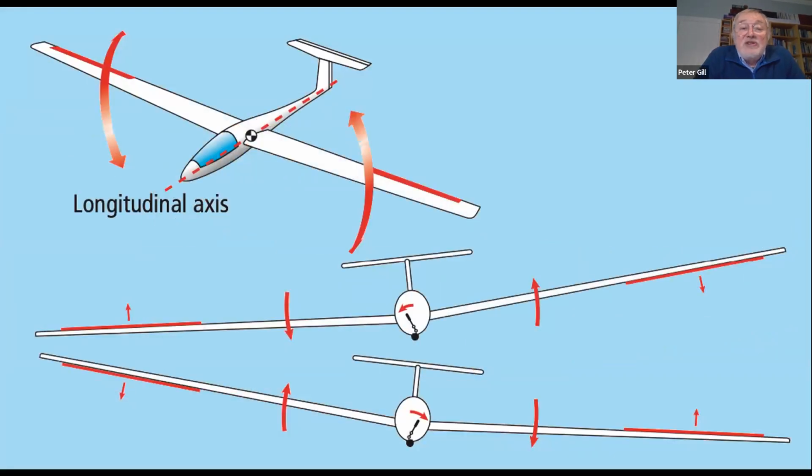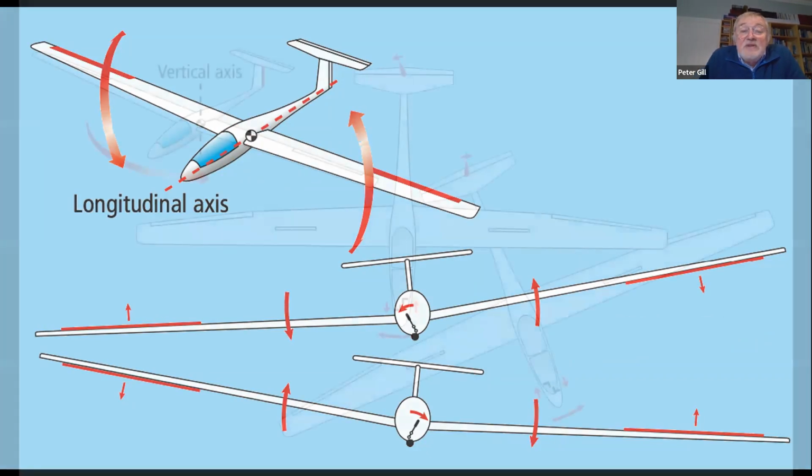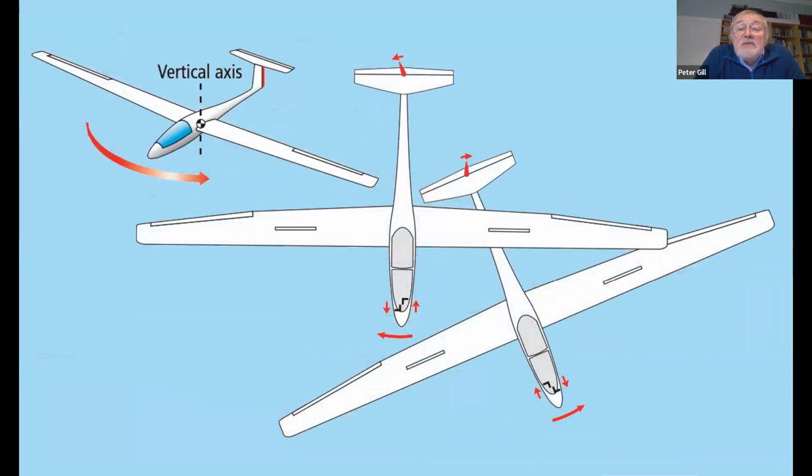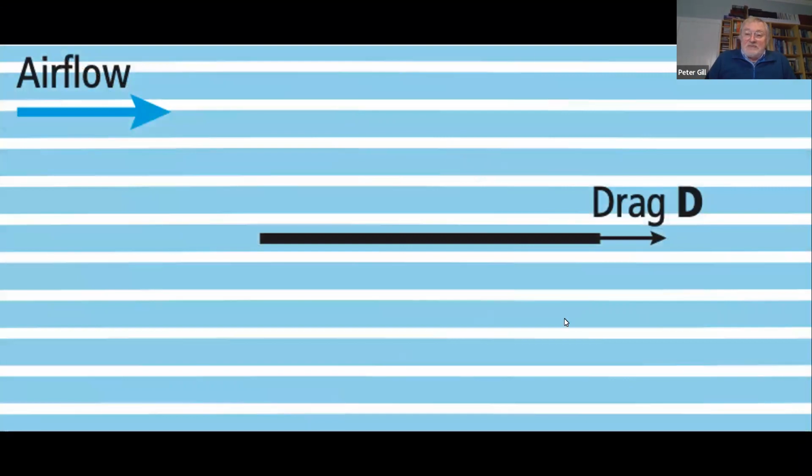Movement around the longitudinal axis, running from the nose of the glider through to the tail, is roll. And moving quickly on, movement around the vertical axis we refer to as yaw. In first lessons, we look at the control of the aircraft in pitch, roll and yaw. Everyone happy about that? Nods will do.